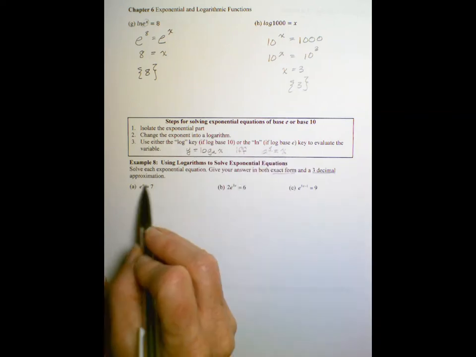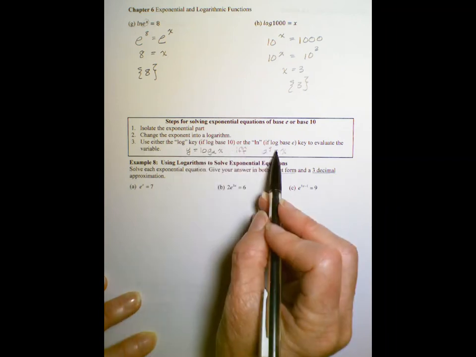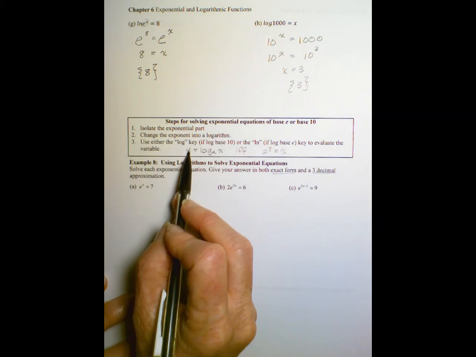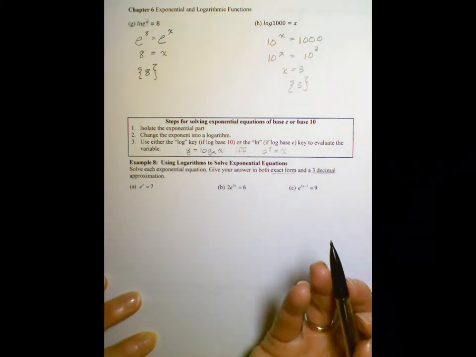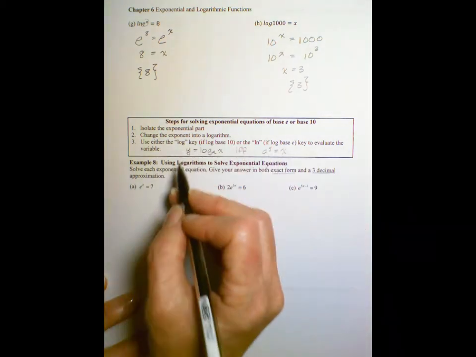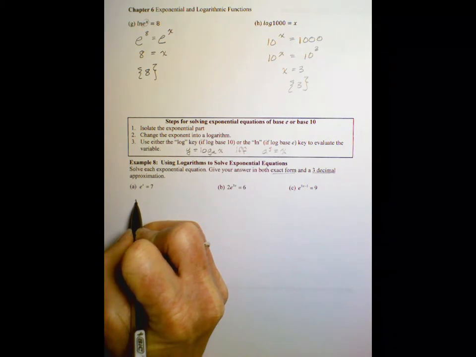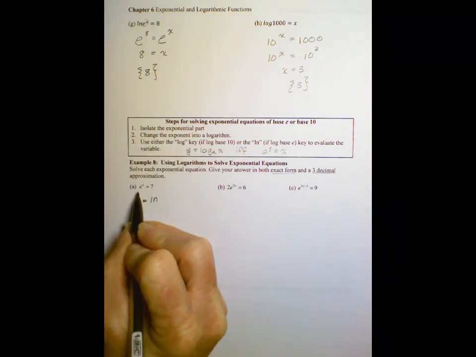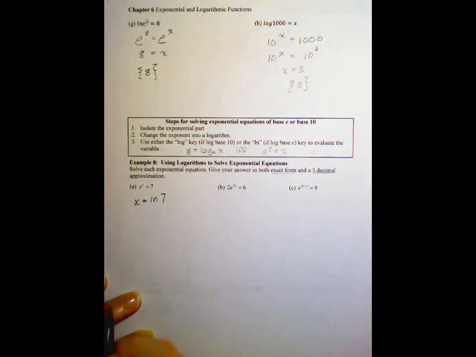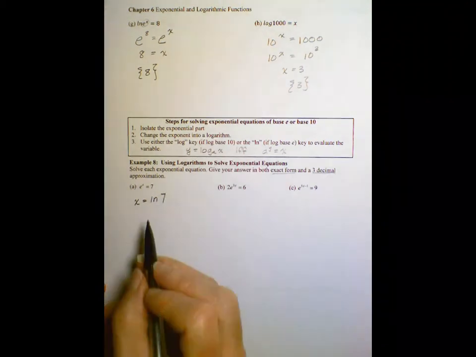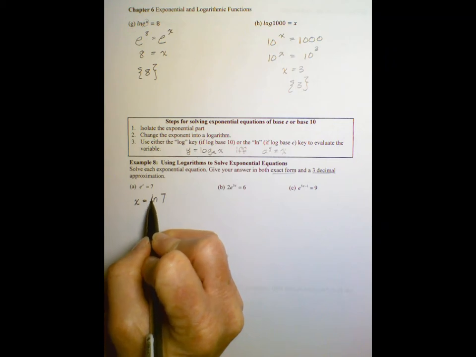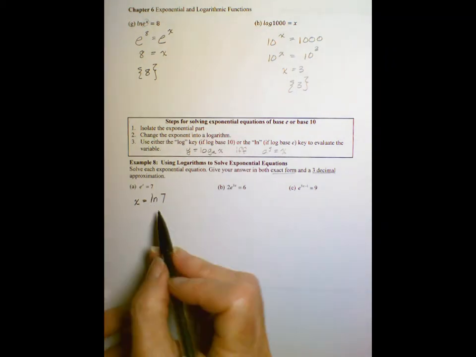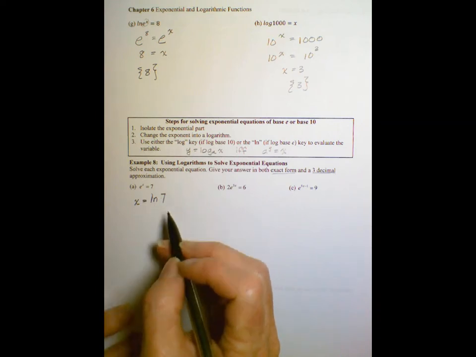When you isolate and change it to a log, what happens to the exponent? It's now over here by itself. So that's what's going to happen, and we'll be able to solve for x. To change this to a log, we'll say the exponent equals the log to the base e of 7. Log base e is written like this, ln. And that's a number. Natural log of 7 is a number.